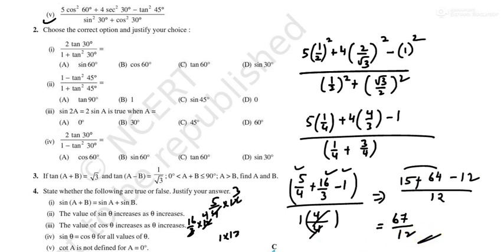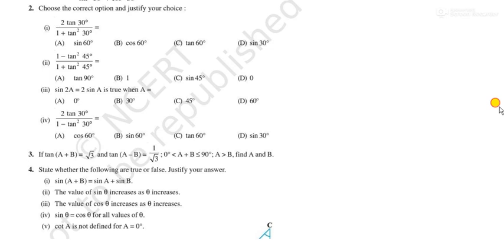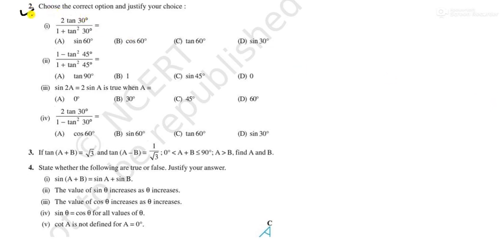I hope your doubt is clear in the first main. Okay, now moving to the second main. So I hope you have understood the first question of the exercise 2. Now moving to the second question, they have given choose the option and justify your answer. So 4 options are given. You have to find the value and match with the answers.